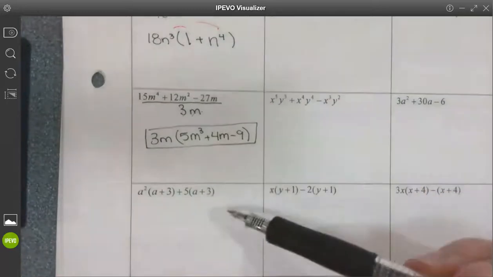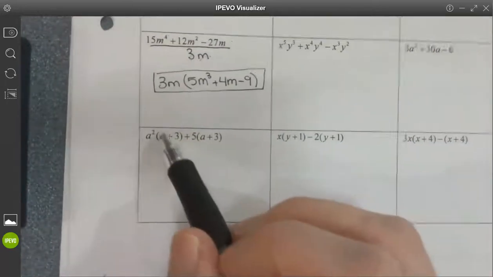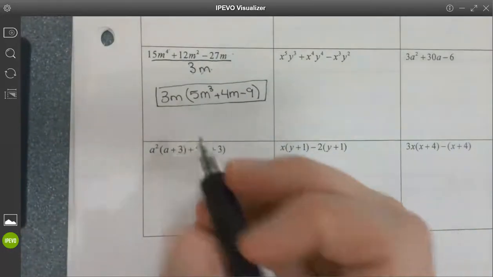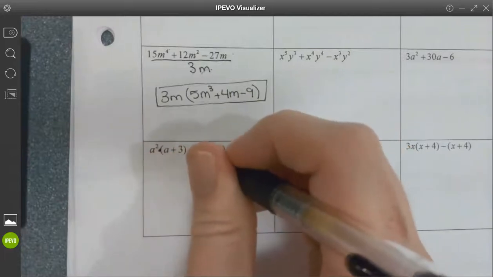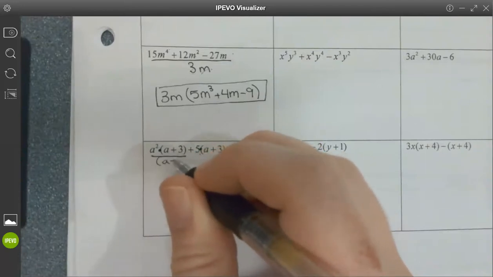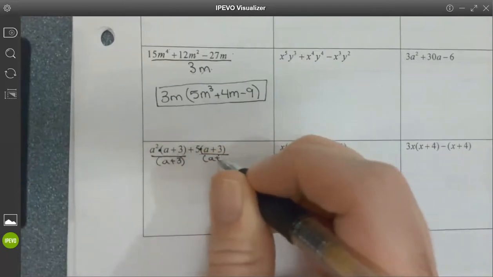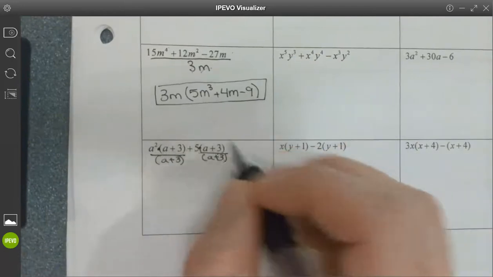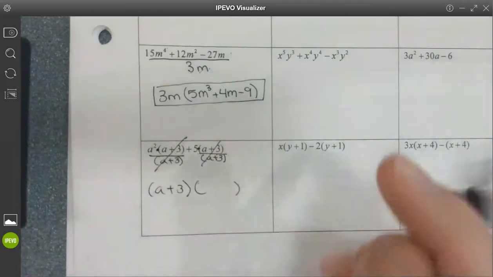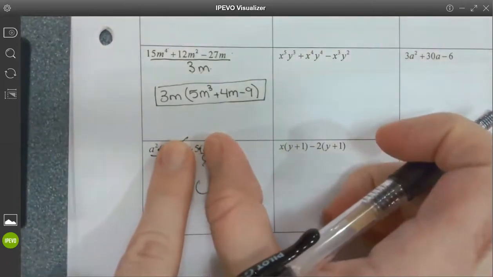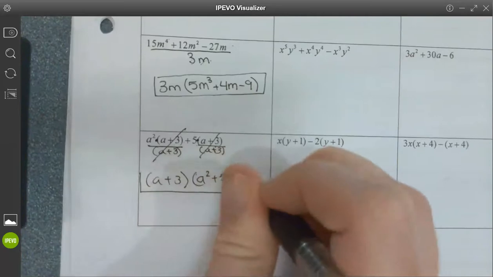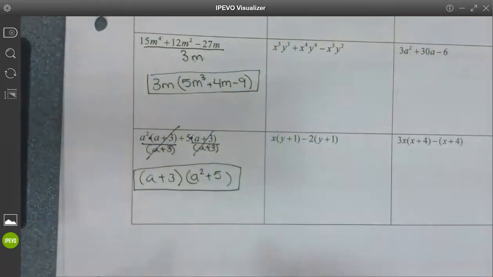Now let's look at the one in the bottom of this row. This is tricky. So what you may notice is that the parenthesis repeats itself. So this is the common factor, that I have a squared times this and I have 5 times this same parenthesis. And so I can divide out a plus 3 here and I can divide out the a plus 3 here. Or really I can take that entire polynomial and just take a plus 3 out front. And when I divide out a plus 3, it leaves me with a squared plus 5. So instead of taking out a common single term, I'm taking out a common binomial or a common parenthesis.